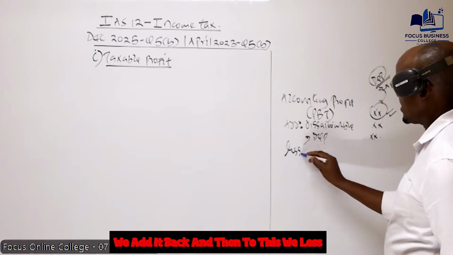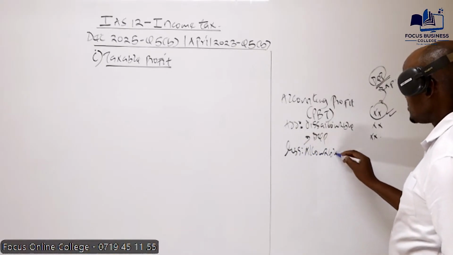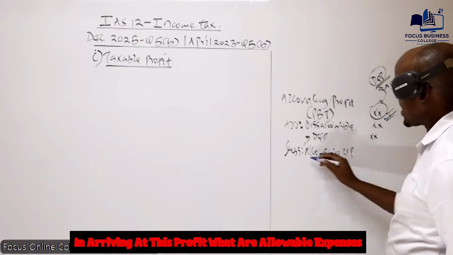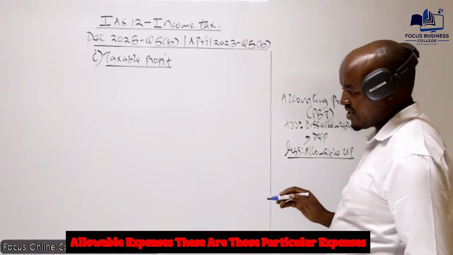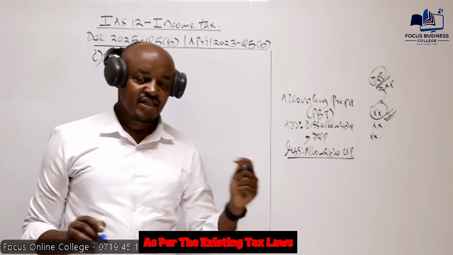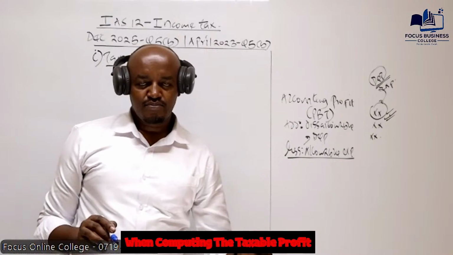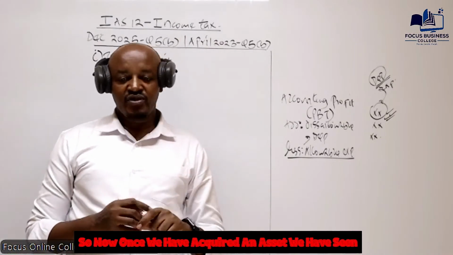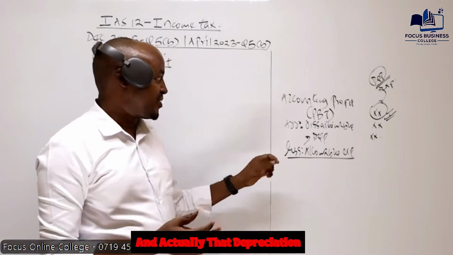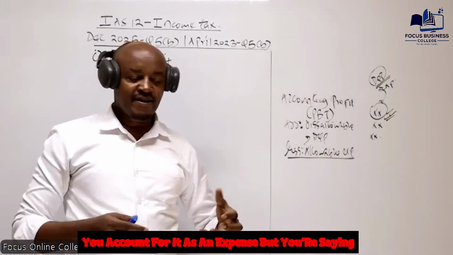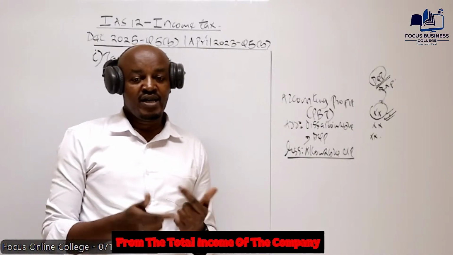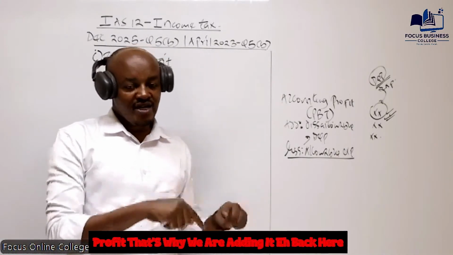And then to this, we less the allowable expenses which were not deducted in arriving at this profit. What are allowable expenses? These are those expenses which should be deducted from the total incomes of the company as per the existing tax laws when computing the taxable profit. Once we have acquired an asset, as an accountant, when preparing the financial statements, you compute depreciation and account for it as an expense. But depreciation is a disallowable expense. It should not be deducted from the total incomes of the company in arriving at the taxable profit. That's why we are adding it back here.